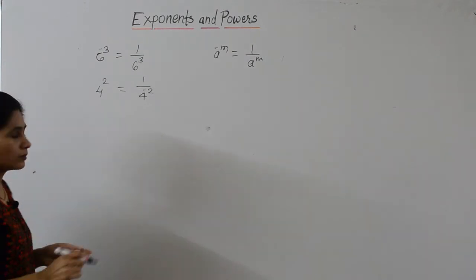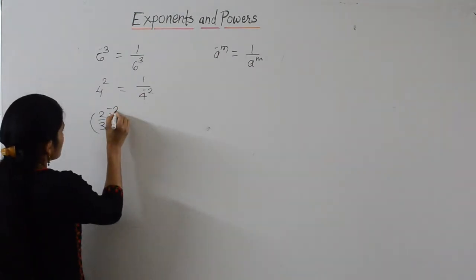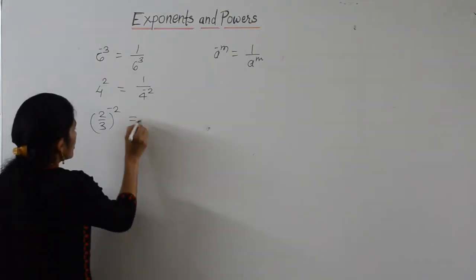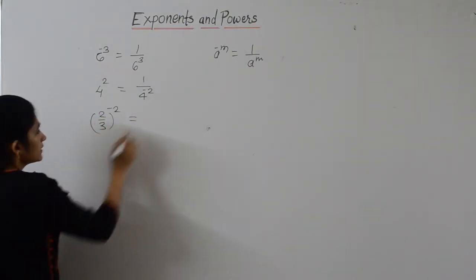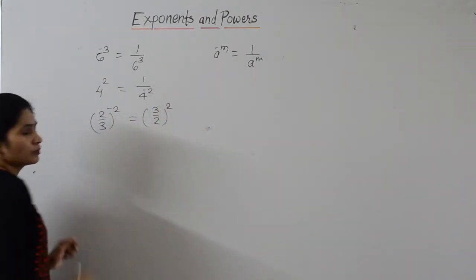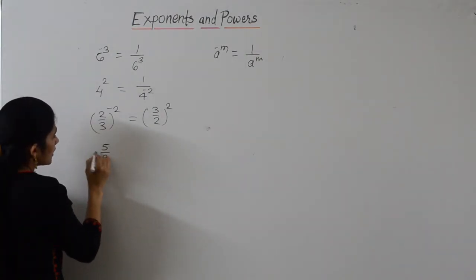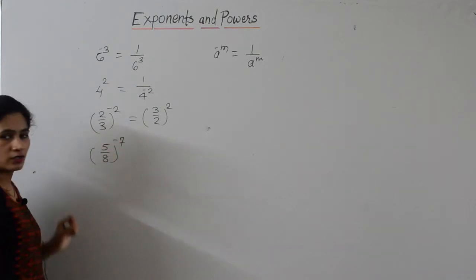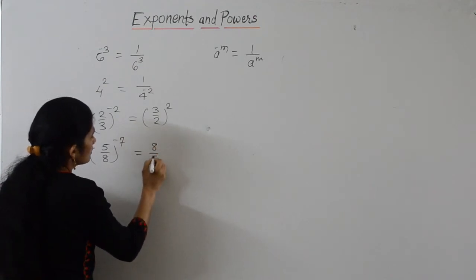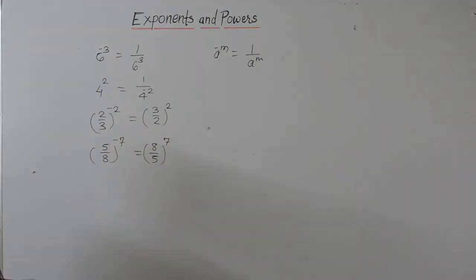If you have a rational number, that is 2 by 3 whole raised to power minus 2, how will you solve it? You have to take the reciprocal. Reciprocal of 2 by 3 is 3 by 2, and this negative power will turn into positive power. Let's take one more example. If you have 5 by 8 to the power minus 7, take the reciprocal of 5 by 8. Reciprocal of 5 by 8 is 8 by 5, and this negative power will turn into positive power.